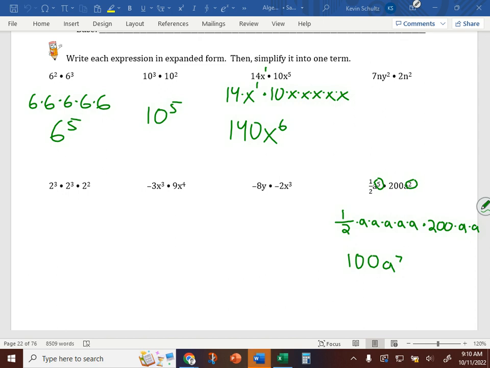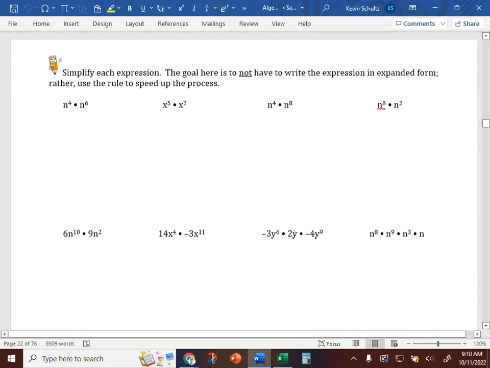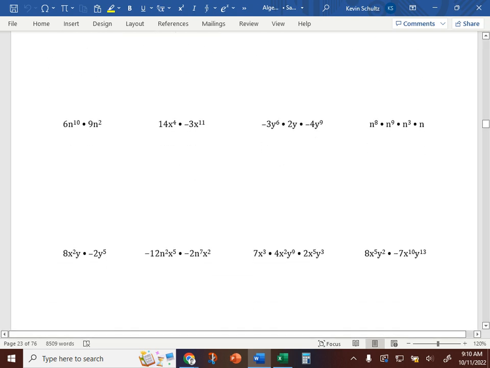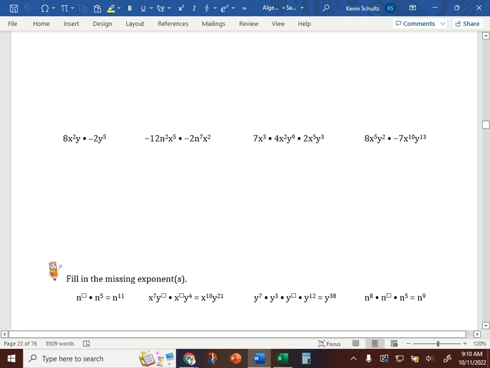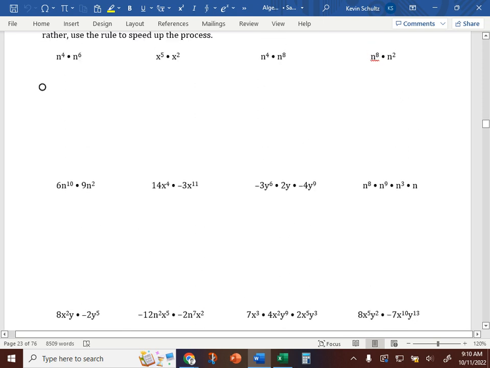All right. The next page will be your homework for tomorrow, in addition to finishing this here. But it says simplify each expression. The goal here is to not have to write the expression in expanded form. Take a look at some of the powers that you have here. You have an 11, you have 8, 9, and 3, and 1 all the same thing. Down the bottom here, you got x to the 10th, y to the 13th. We don't want to have to write it in expanded form every single time.